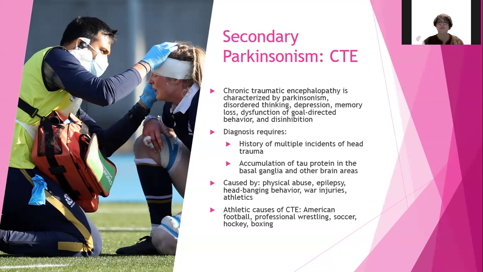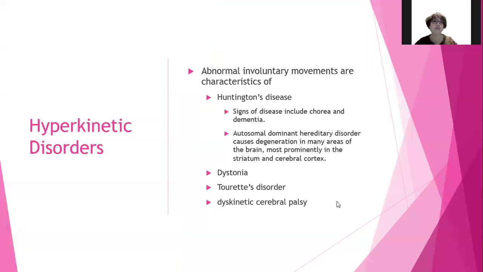It can be caused by physical abuse, like getting beat up, epilepsy, headbanging behavior, war injuries, or athletics. The athletic causes of chronic traumatic encephalopathy include American football, professional wrestling, soccer, hockey, boxing, anything where you have repeated head trauma can eventually cause that.